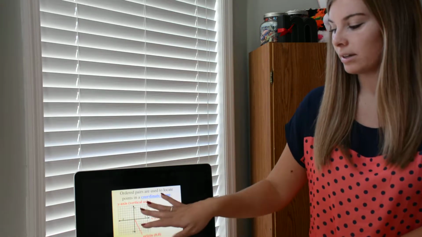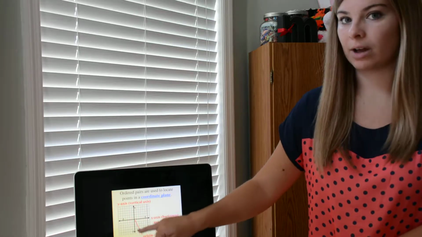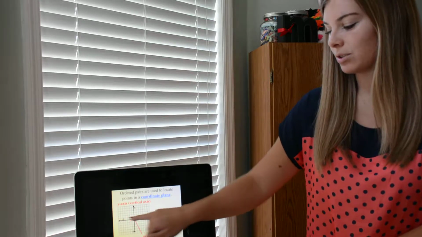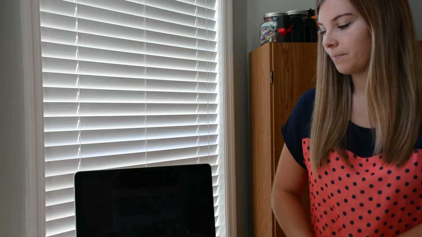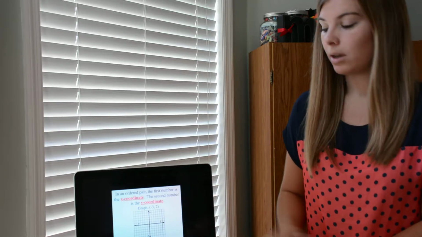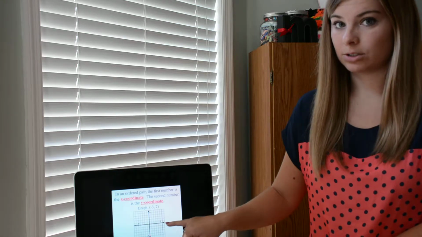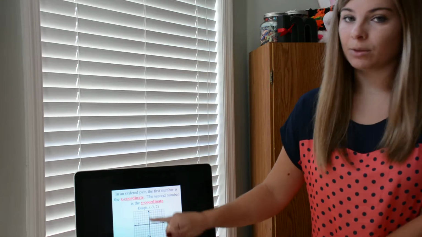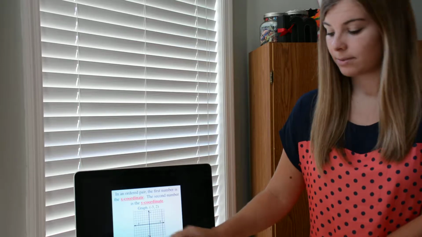This is the coordinate plane. It's made up of a y-axis, which is the vertical axis, and the x-axis, which is the horizontal axis. In an ordered pair, the first number is going to be your x-coordinate. That's the horizontal axis that we already talked about. The second number is going to be the y-coordinate, which is the vertical axis.